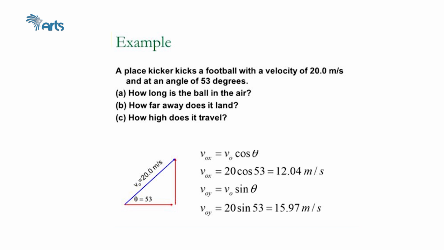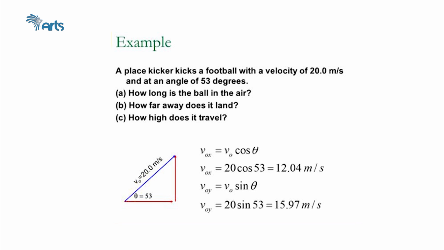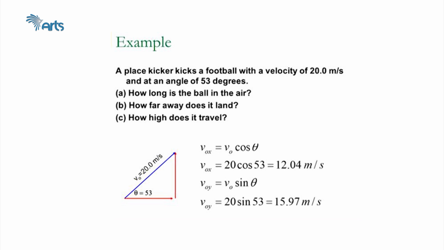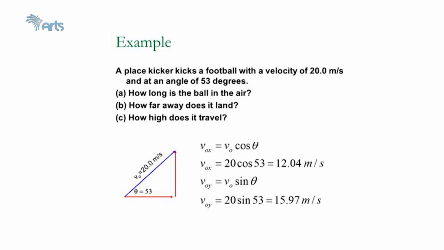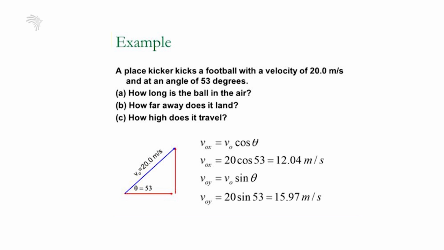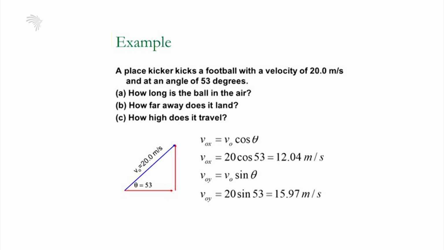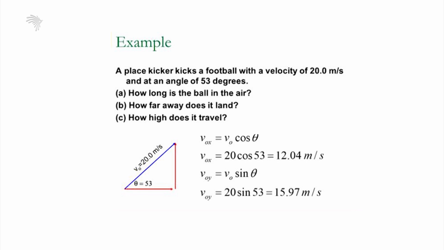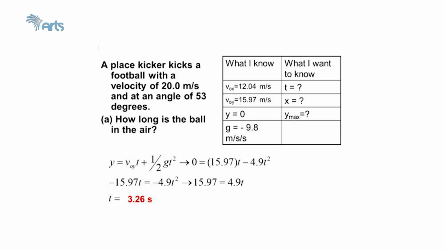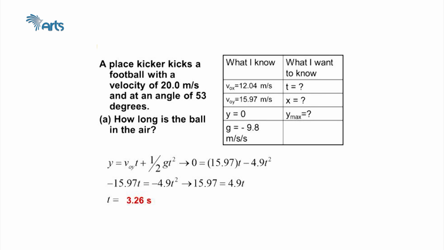To calculate the horizontal component of the initial velocity, v naught x equals v naught cosine of theta, which means 20 times cosine of 53 degrees, and it is equal to 12.04 meters per second. And similarly, you can calculate v naught y by v naught times sine theta, and substituting the values, the final value of the initial velocity along the vertical direction will be 15.97 meters per second.